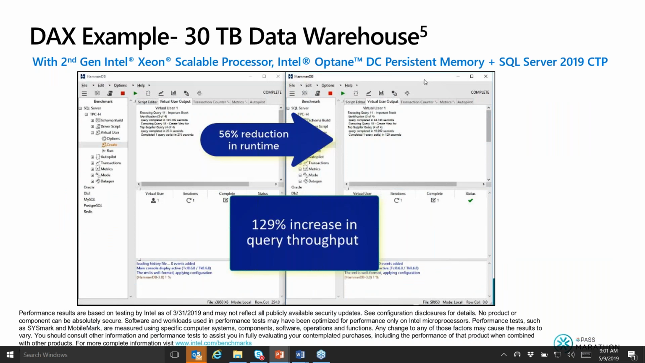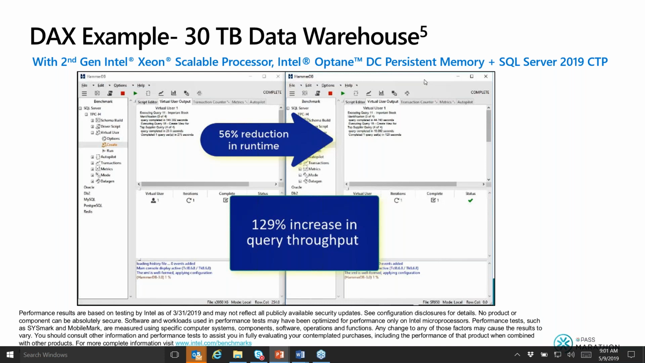So let's talk about a direct access example and what happens to the runtime environment when you take a DAX example with SQL in a 30 terabyte data warehouse. You get a 56% reduction in runtime and 129% increase in query throughput.